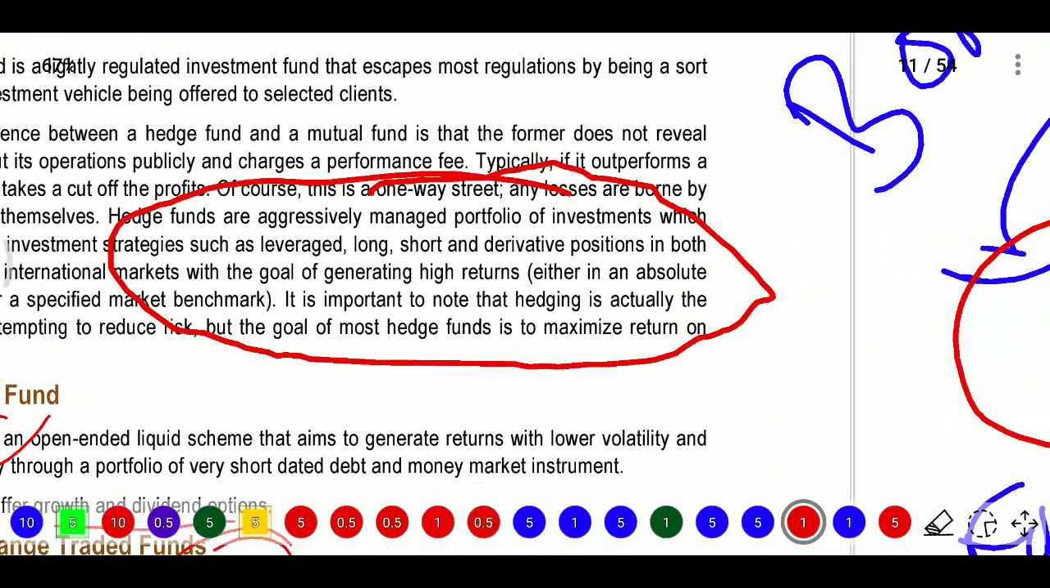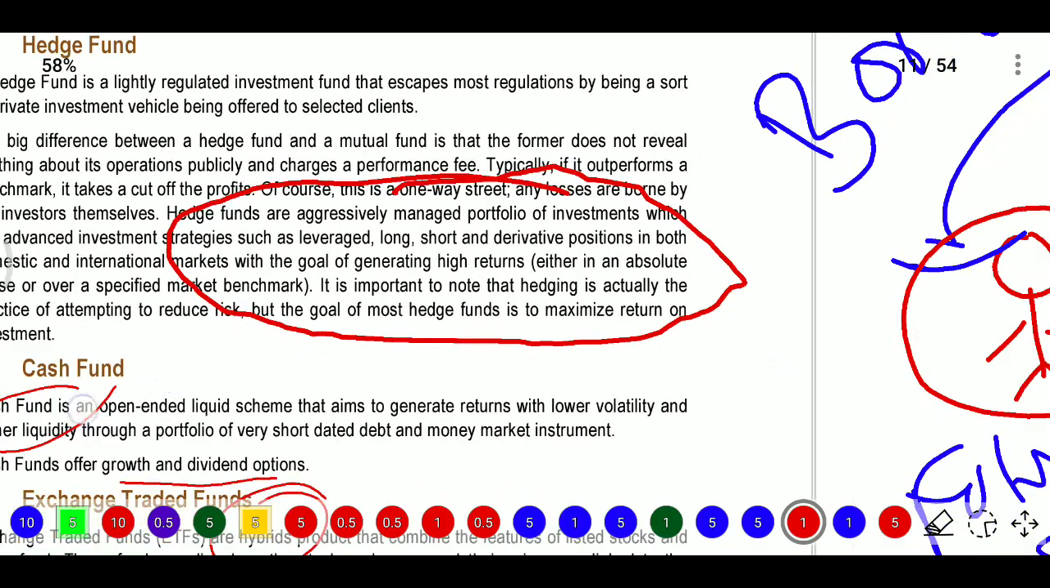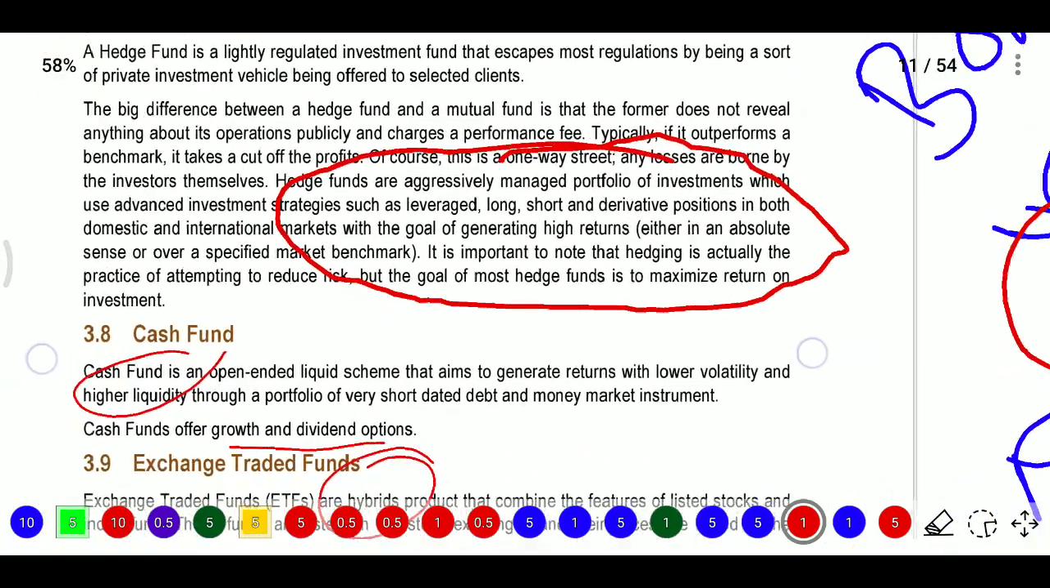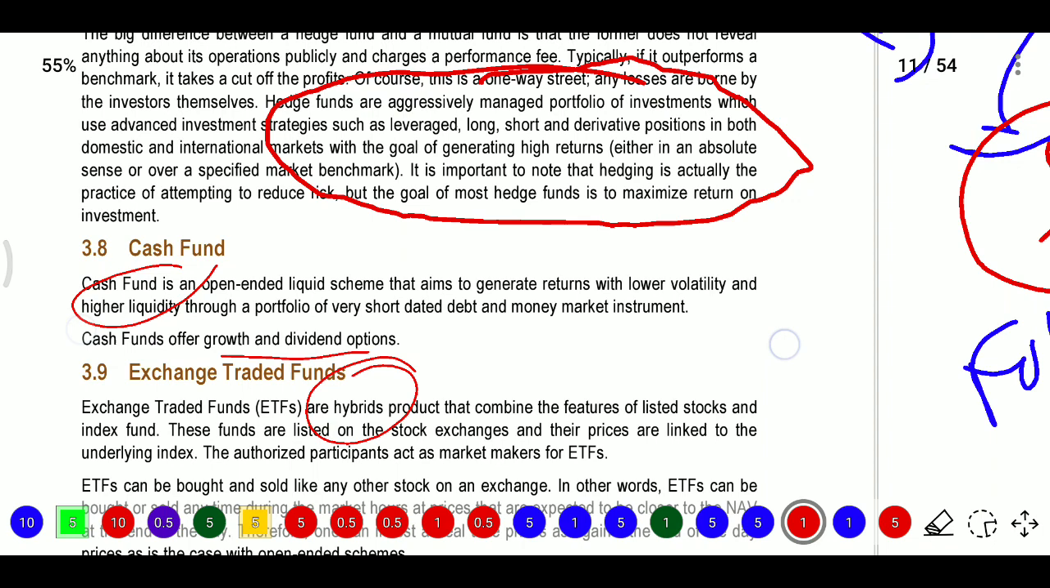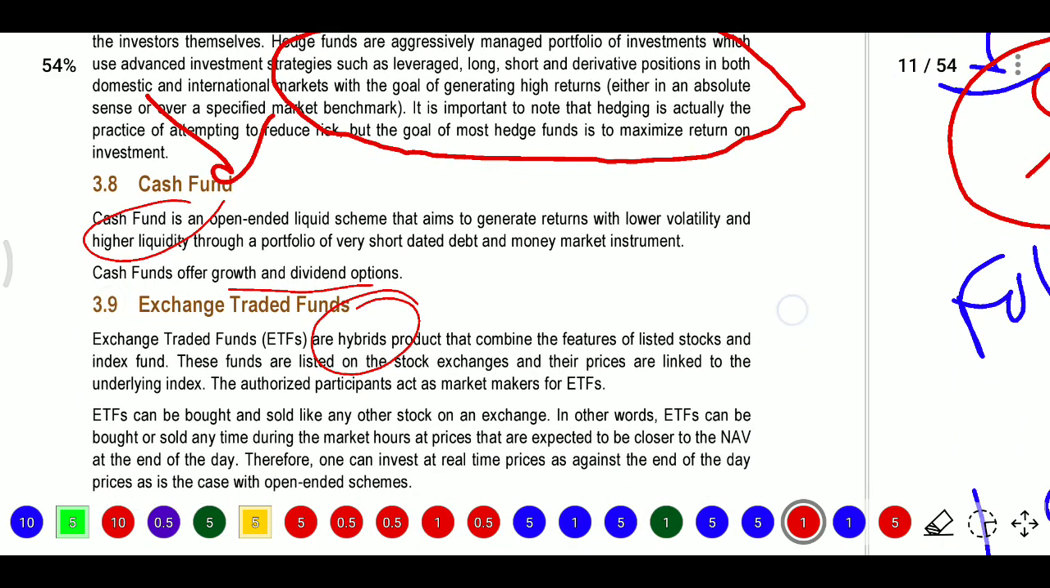Derivative means we have futures, forwards, options, that is call option, put option, swaps, swaptions, and you can use those in both domestic and international markets with the goal of generating higher returns, either in the absolute sense or over a specified market benchmark. It is important to know that hedging is actually the practice of attempting to reduce risk, but the goal of most hedge funds is to maximize the return on investment.